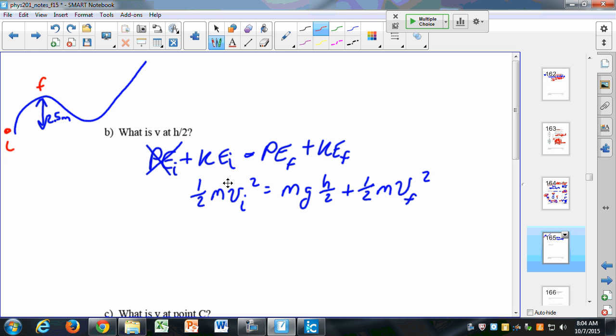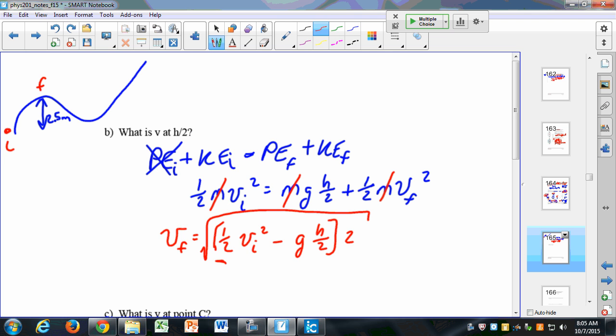I can cancel out all my masses. I just divide through by m, so the mass becomes irrelevant. And I can solve for Vf. So I'm looking for Vf. That's going to be 1/2 vi squared minus g h over 2. Multiply this whole thing by 2, and then I take the square root.